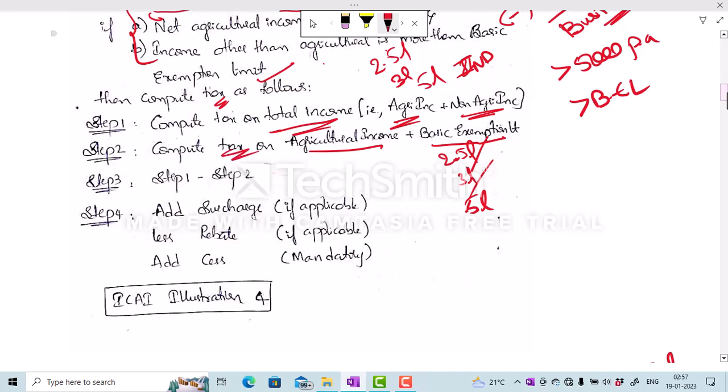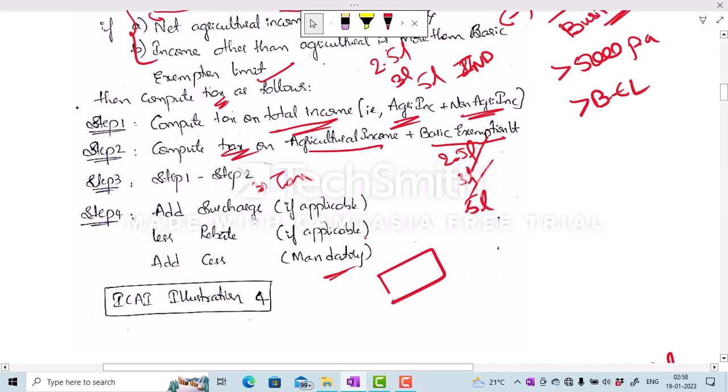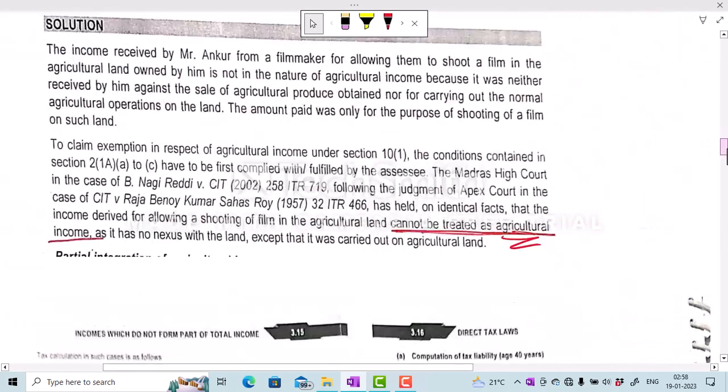Then step 1 minus step 2 will be the net tax payable. Then add surcharge, rebate, cess as they are applicable. If applicable, apply them, and cess is mandatory. Then you will arrive at tax payable. So we have an illustration on them. It will give you more clarity.